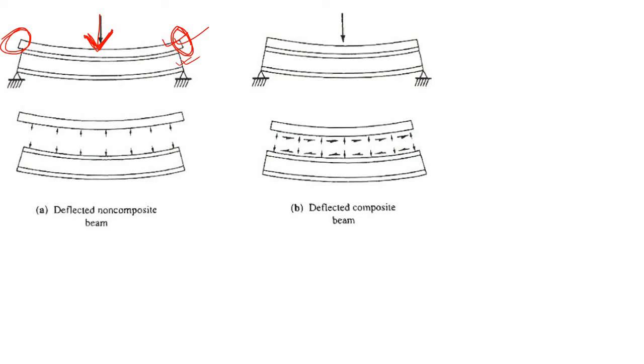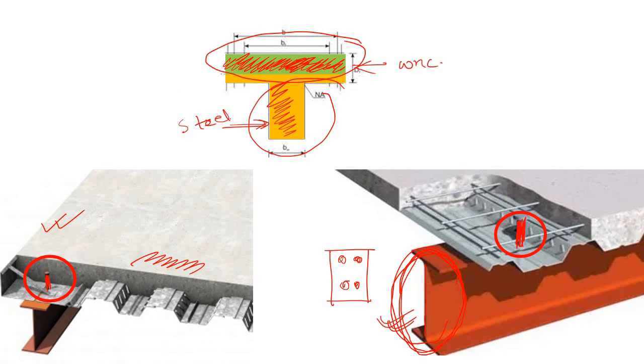So what you have to do is simply connect them by some shear keys or shear studs, whatever you can call them, so that there is no such slippage. Here you can see that there is no slippage. So this is the function of this shear stud. Correct? This is the function of this shear stud.